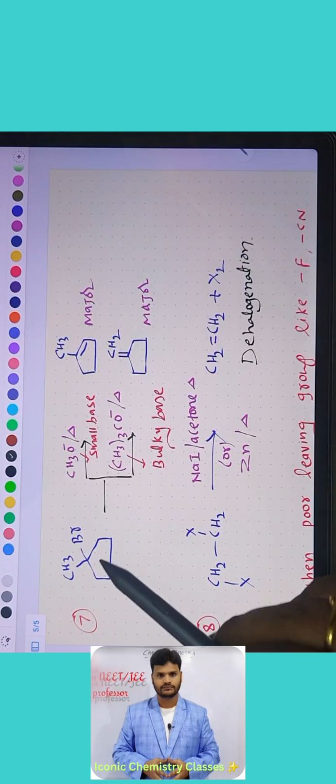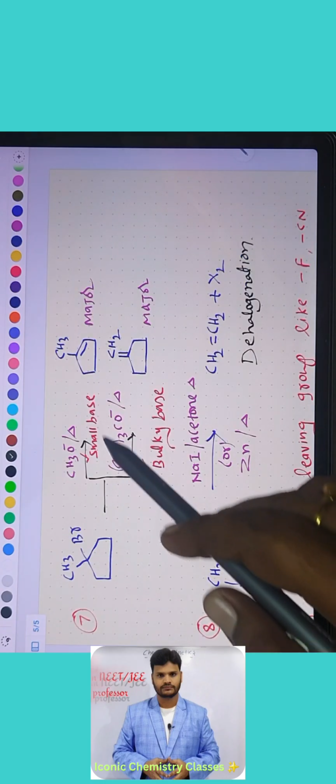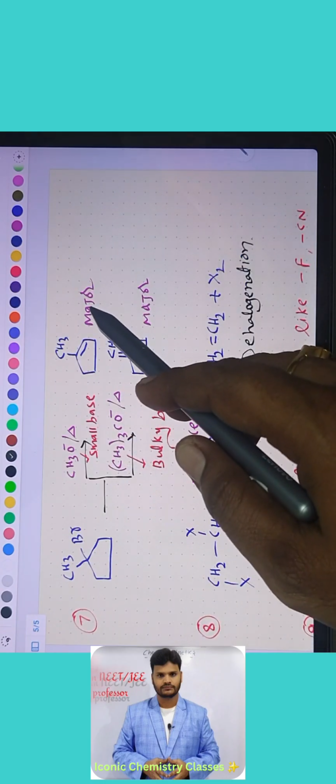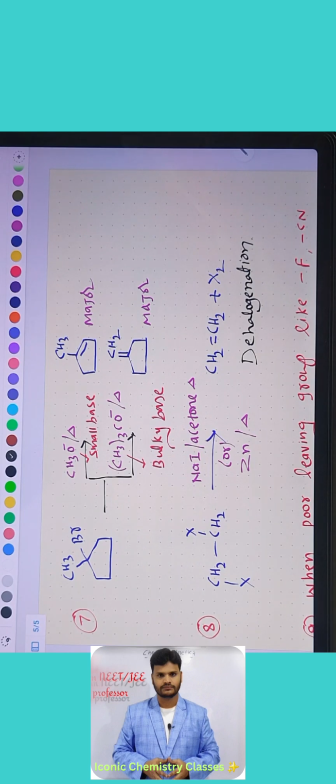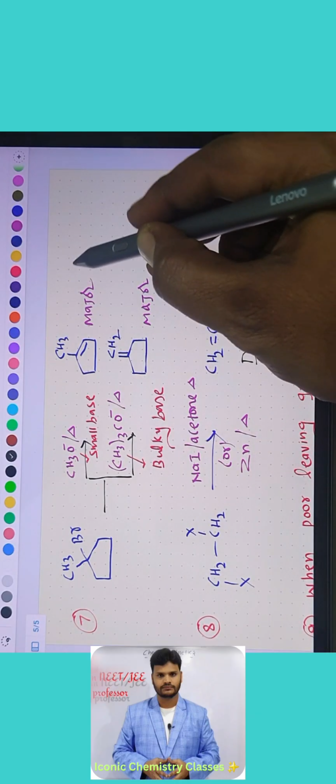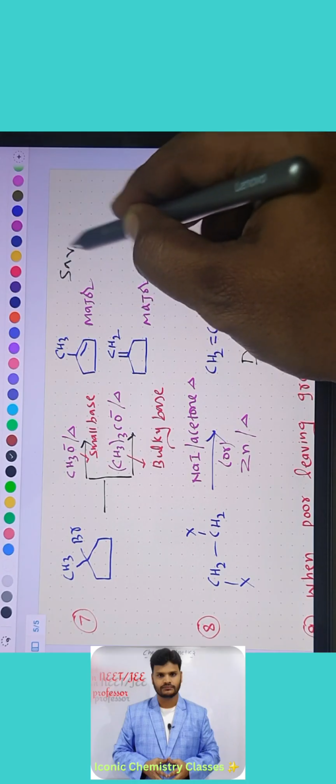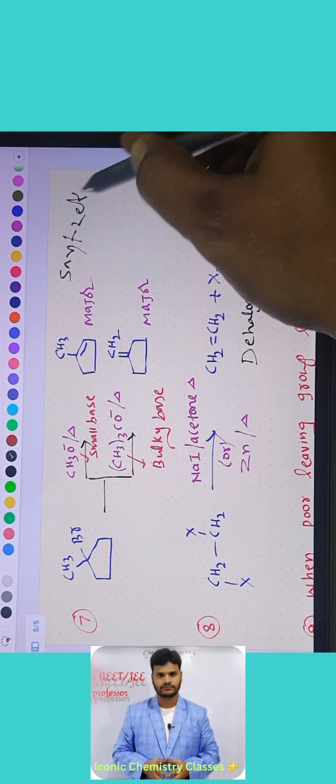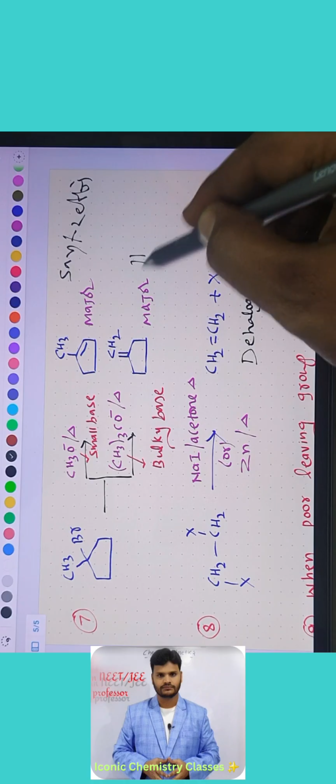This is a 3 degree bromide. If you take a small base, this is the major. Small base means the Saytzeff product is major. Saytzeff product means more substituted alkene. More substituted alkene means more alpha hydrogens. Clear? So this is the Saytzeff product, and this one is Hofmann.